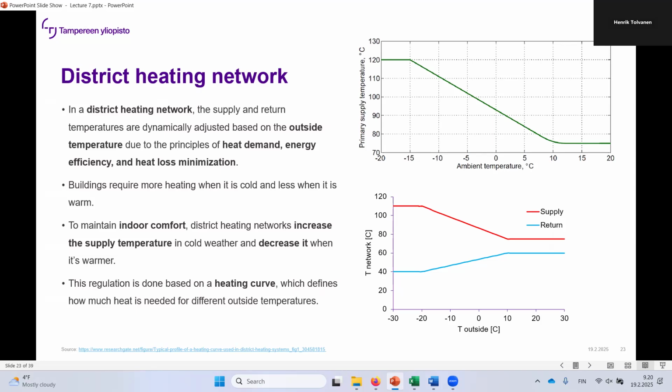So buildings require more heating when it's cold and less when it's warm. And to maintain this indoor comfort, networks increase the supply temperature in cold weather.